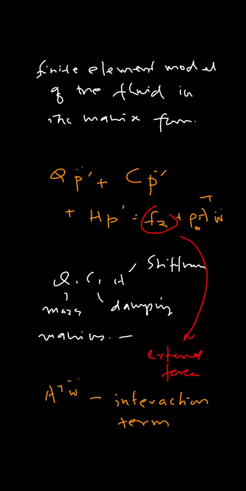So the finite element model of the fluid, when written in matrix form, is Q P double dot plus C P dot plus H P equals F2 plus A transpose W double prime. Here P double dot means double differentiation, P dot means single differentiation, and there is no differentiation in the last term. The three matrices Q, C and H are the mass, damping and stiffness matrices, F2 is the external force applied, and A transpose W double prime is the interaction term. This is the finite element model of the fluid.